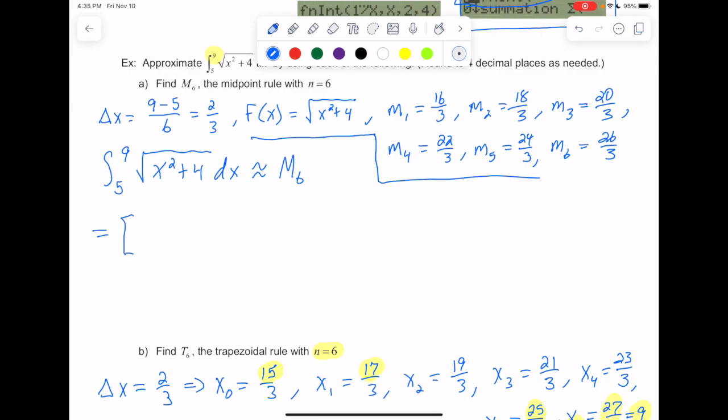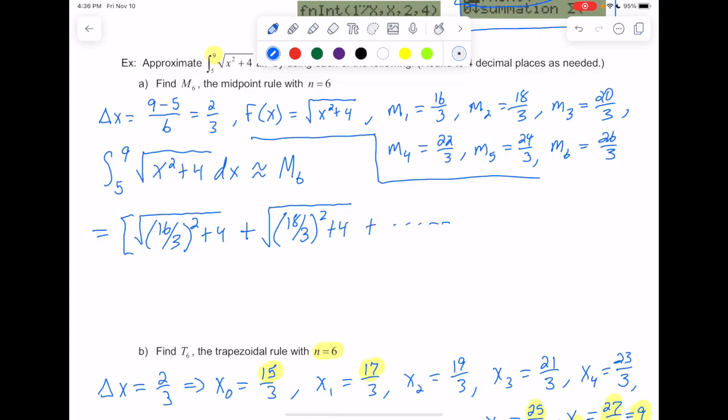Well, for midpoint rule, we want to start calculating all those heights. So we take our first midpoint and we plug it into the function. And this is messy, but it's the job. The square root of (16/3) squared plus 4. And then we just do the next one. Our next midpoint is 18/3 squared plus 4. And we just keep going until we get to the last one. And our last one would be 26/3 squared plus 4.